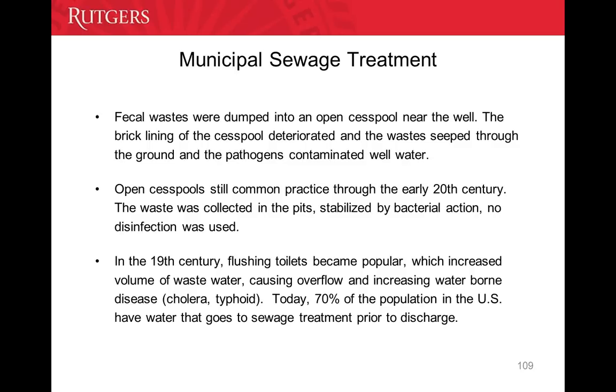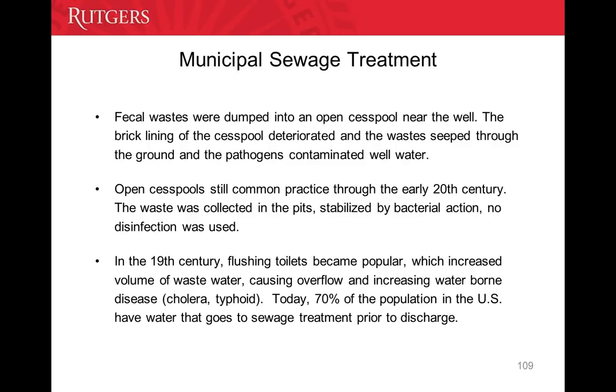Back to our story. So in municipal sewage treatment, wastes were dumped into open cesspools near a well, and there used to be bricklaying, and the water would seep into the ground, and the pathogens would contaminate the wells. Cesspools worked pretty well until the advent of the flush toilet. When the flush toilet came along, the volume of wastewater was very, very large. Prior to that, it had been very small. And so we had an entire new public health challenge with a big increase in waterborne diseases, particularly cholera and typhoid, with the advent of the flush toilet, for which we are grateful, but at the same time it did cause a whole lot of challenges.